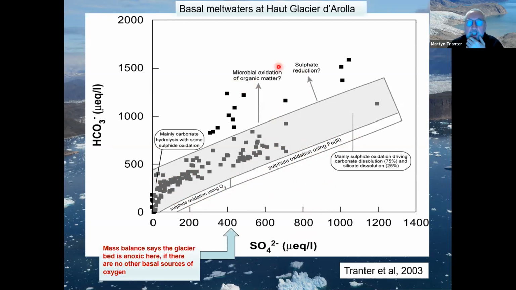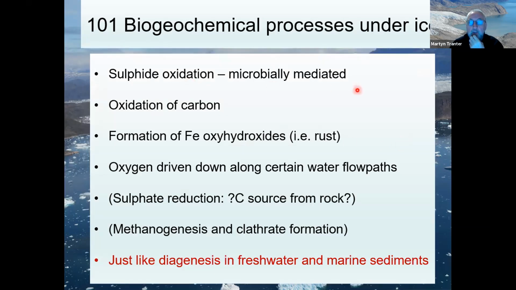We were able to show that there's microbial oxidation of organic matter. We were able to speculate that there was even sulfate reduction going along on some of the flow paths. So the reactions that we found at the bed were sulfide oxidation, oxidation of organic carbon. We found the formation of rust. I didn't realize how important that was. We found that oxygen was driven down along certain flow paths. We speculated on whether there was sulfate reduction. We speculated on whether even methanogenesis could occur, and that seems very likely under the Greenland and Antarctic ice sheets.